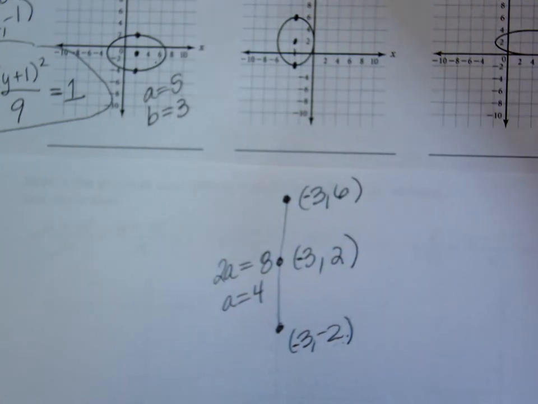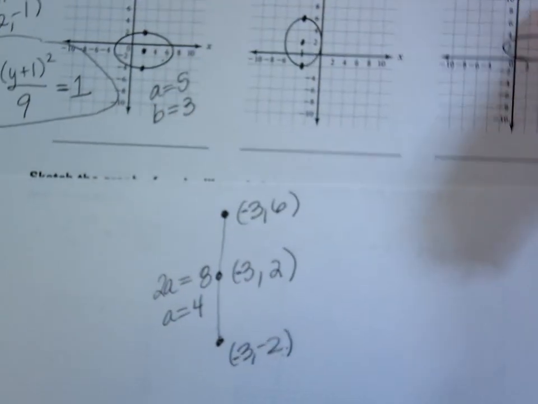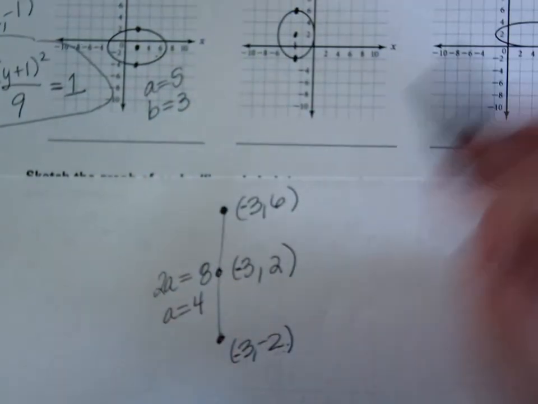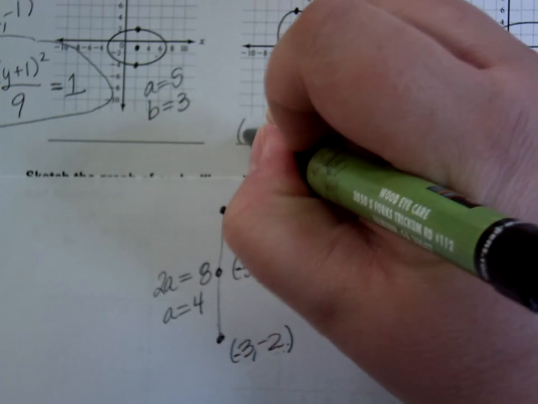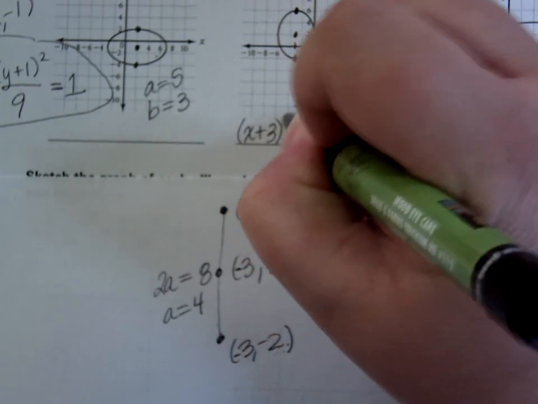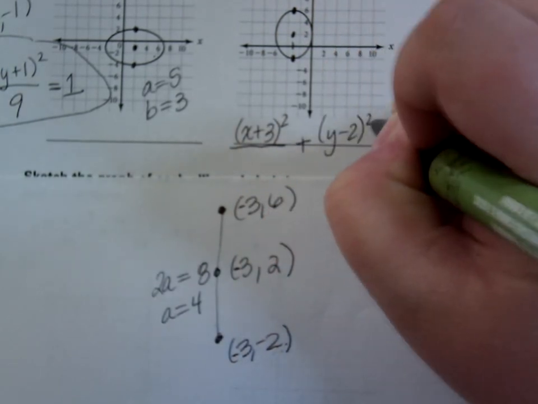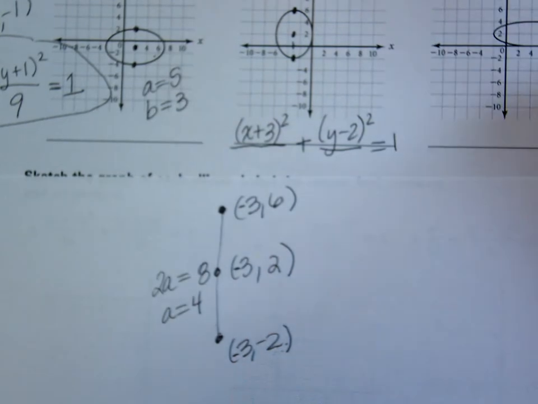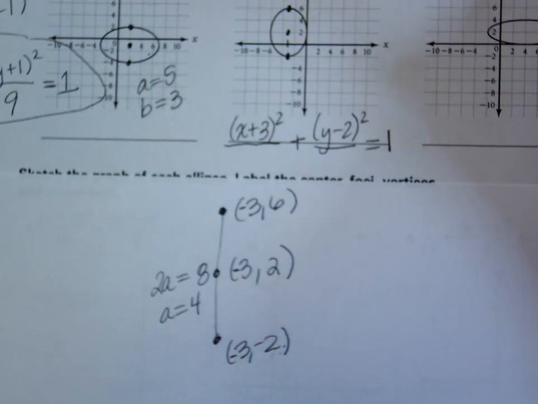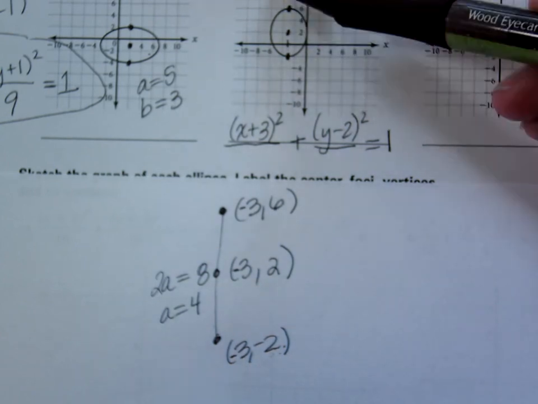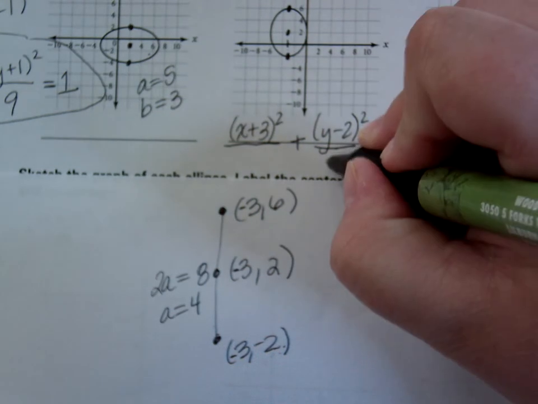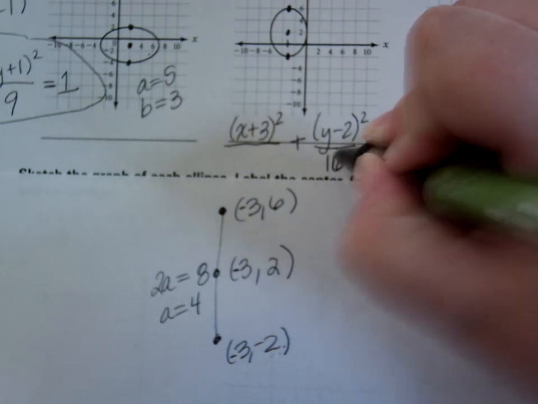So that means automatically I know, and I'm going to use the line here like it's the fraction bar, x plus 3 squared over something plus y minus 2 squared over something equals 1. Now a squared is going to go under which variable here? Since this has a major axis that's up and down, it's going to go under y. So a squared, we already said that a was 4, a squared is 16.